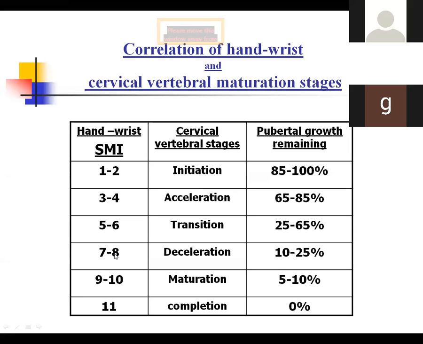After stage 7 and 8, when deceleration is going on, only 10 to 25% of growth is remaining. At this time, less effect of orthopedic or functional appliances is seen on the skeletal. More of dental changes can be made. In stage 9 and 10, only 5 to 10% of growth is remaining, and major orthopedic or functional changes cannot be achieved during these stages. In stage 11, completion, there is 0% of growth remaining. Hence, you have to go for surgical line of treatment and functional appliances and orthopedic appliances cannot be utilized.